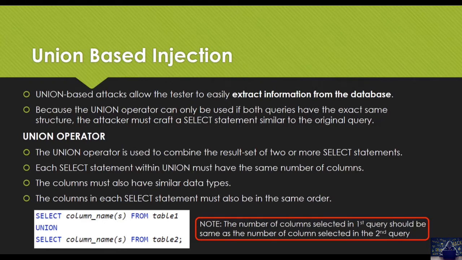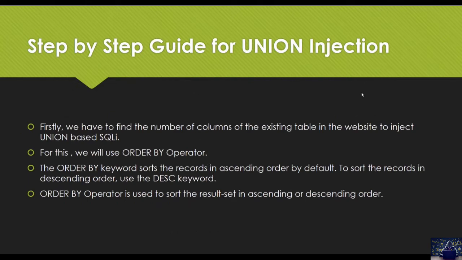When we are injecting an SQL query in a web application, first we need to find the number of columns of the existing table in the website to inject union-based SQLi, and to do so we use another operator, that is the order by operator. The order by keyword sorts the records in ascending order by default. To sort the records in descending order, we use the desc keyword. The order by operator is used to sort the result set in ascending or descending order.